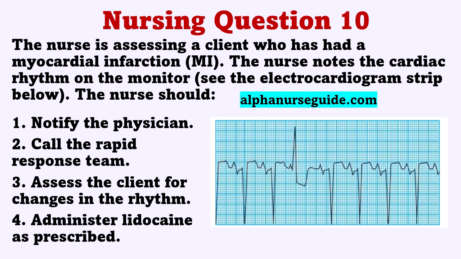PVCs are characterized by a QRS of longer than 0.12 second and by a wide, notched, or slurred QRS complex. There is no P wave related to the QRS complex, and the T wave is usually inverted. PVCs are potentially serious and can lead to ventricular fibrillation or cardiac arrest when they occur more than 6 to 10 in an hour in clients with myocardial infarction.